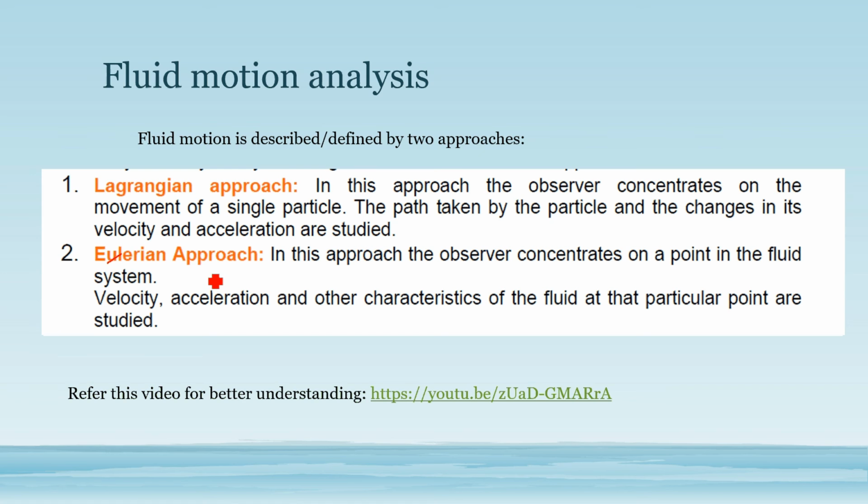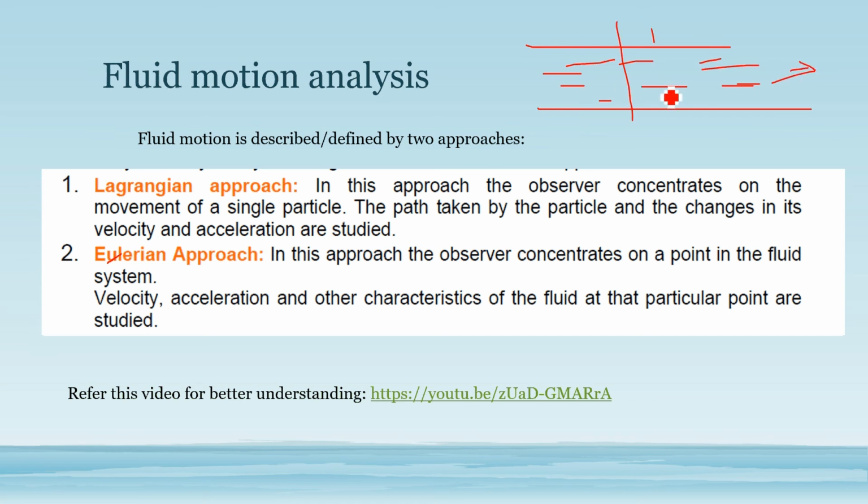Next is the Eulerian approach. In this approach, we observe a point of fluid. Suppose this is again a river, a stream of flow, a drain, whatever, and water is flowing in this direction. We don't consider one particle, we consider one section of this flow, which has thousands or millions of particles inside. We only observe whatever is happening inside this section. So in Eulerian we talk about the space, and in Lagrangian we talk about the motion that one singular particle takes.